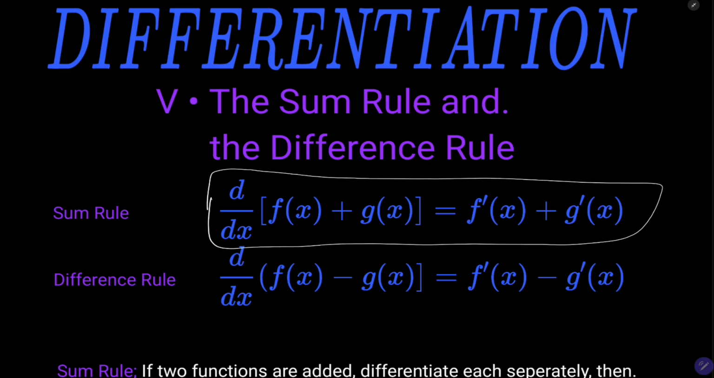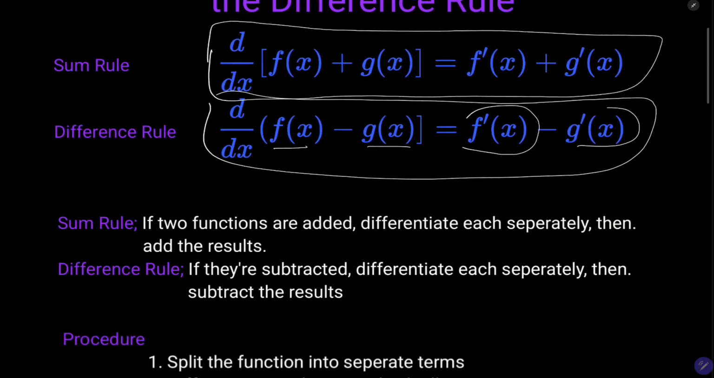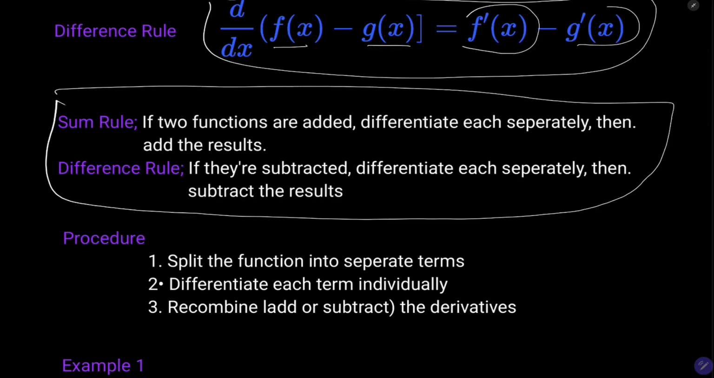Now, considering the difference rule, it states that if they are subtracted, differentiate each separately, then subtract the results. This can still be seen in this formula, which says that the differential of the difference of two functions f of x and g of x is the same as the difference of their derivatives, which is f prime of x minus g prime of x. So this is the law briefly stated here.